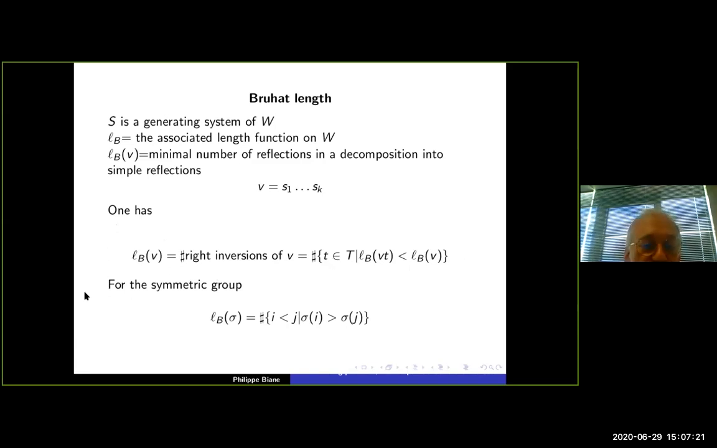And in the case of the symmetric group, we have the usual formula for the number of inversions. The number of inversions is just the number of i smaller than j such that sigma(i) is strictly bigger than sigma(j), corresponding to the usual notion of number of inversions in the symmetric group.